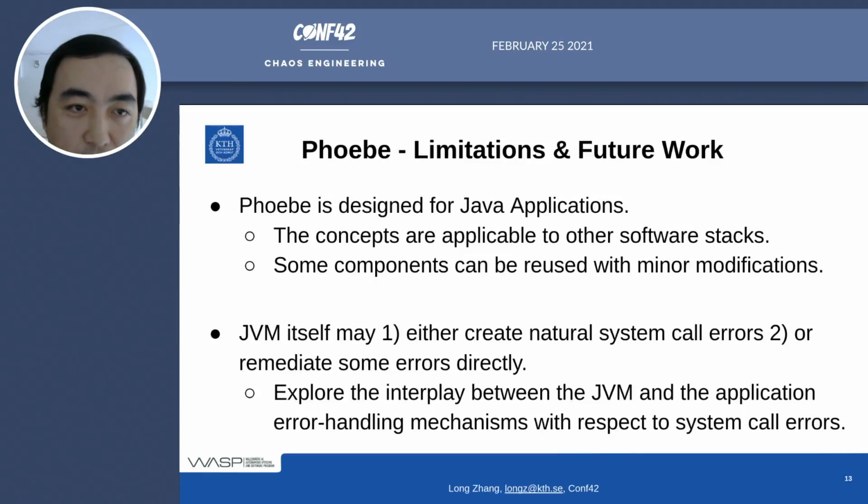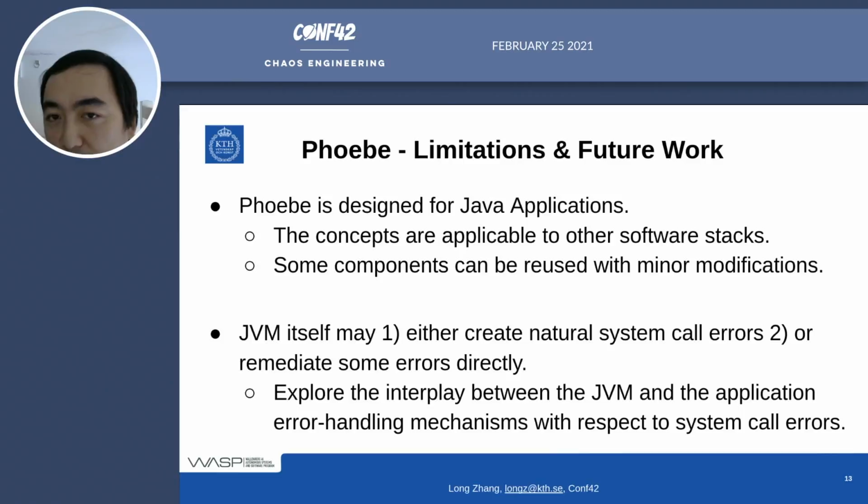Yes, but as a research prototype, Phoebe of course has its limitations, and we need to do lots of future work to explore this field. For example, Phoebe is designed for Java applications. This is because when we do chaos engineering experiments, we would like to have multiple layers of observability. So we want to collect the metrics at the operating system level, and also the metrics about the JVM, and also some application-specific metrics such as response code, response time, etc. That's why we only evaluate Phoebe for Java applications. But I think the concepts are applicable to other software stacks.